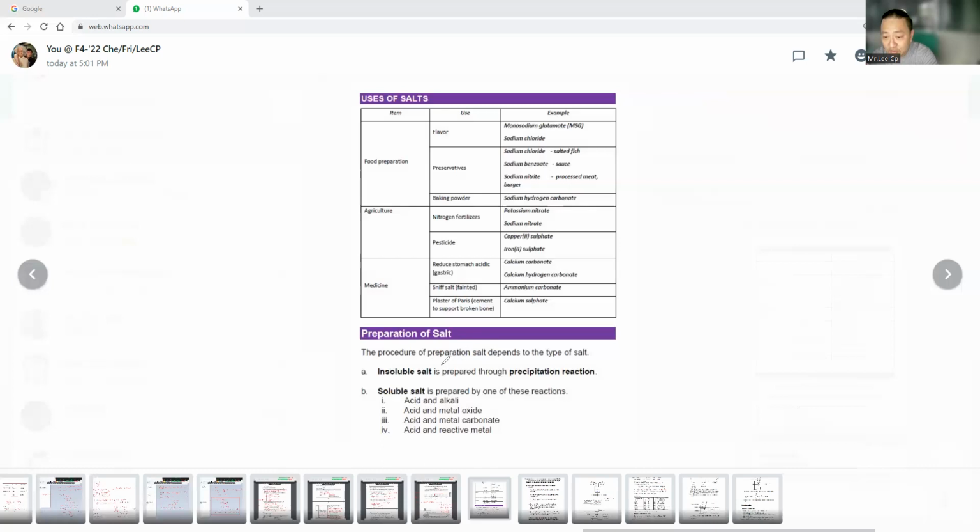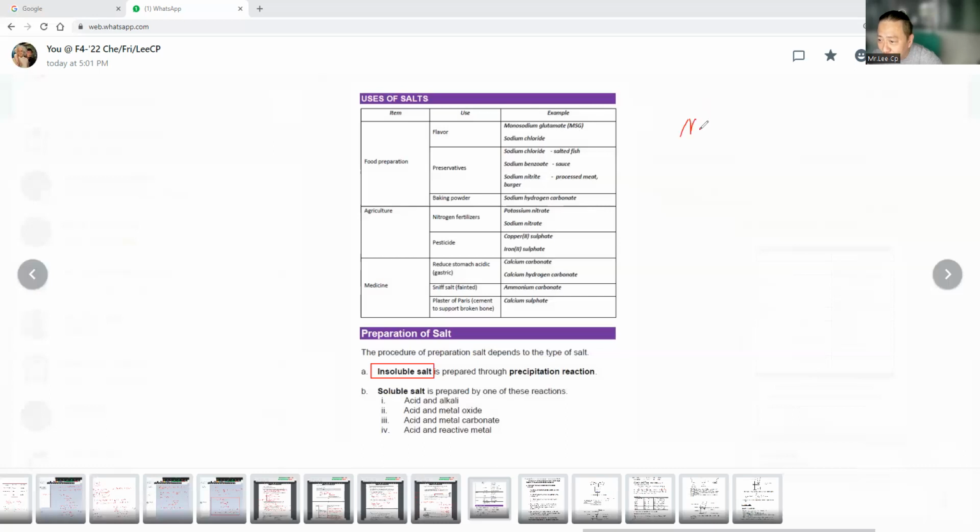So an insoluble salt is precipitated through the precipitation reaction. So you need to have an insoluble salt, right? Do you still remember what is soluble and what is not soluble? If you forgot, in case, we try to revise what we learned last week. So what is an insoluble salt?